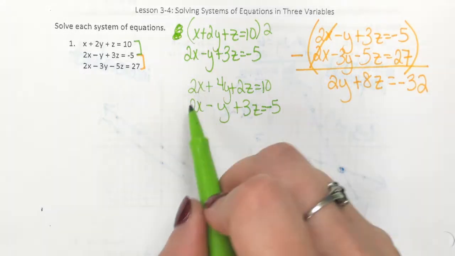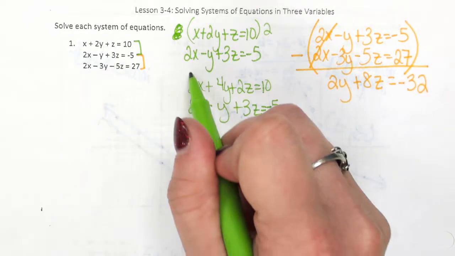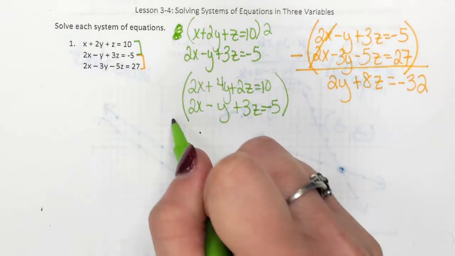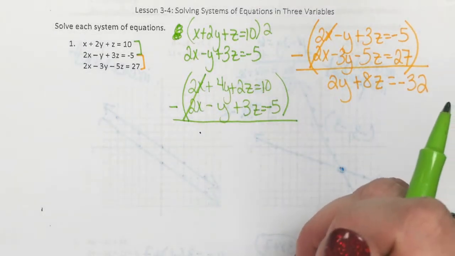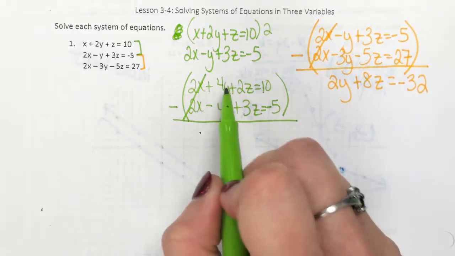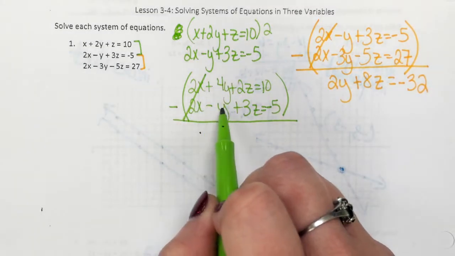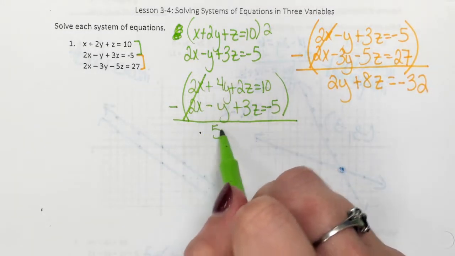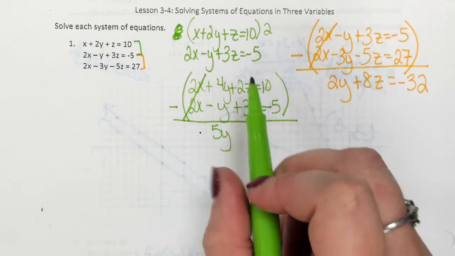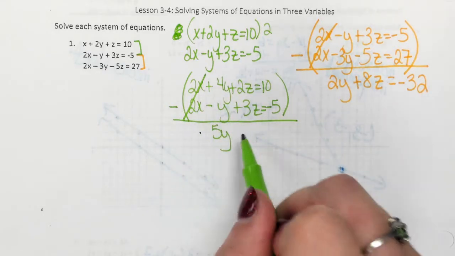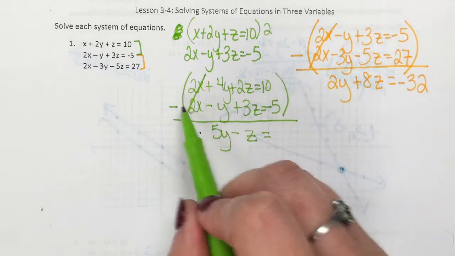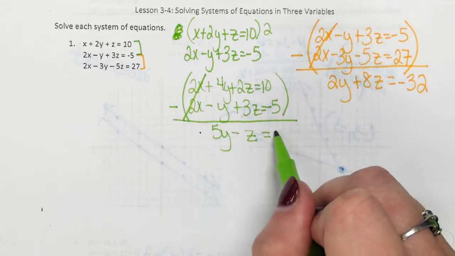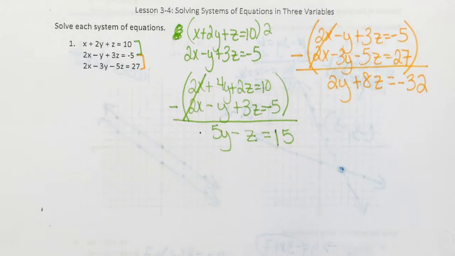Alright, now how can I get rid of these two x's? You can subtract them. Very good. 2x minus 2x is 0. 4 minus -1 is 5y. 2 minus 3, yeah. And 10 minus -5, 15. Very good. Are y'all okay with that?